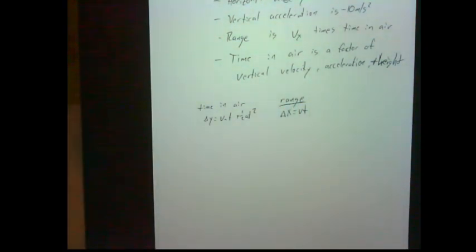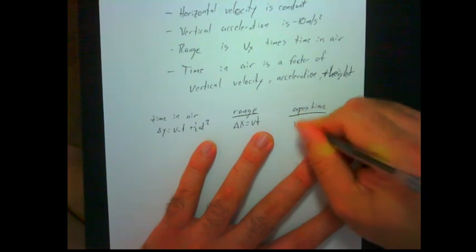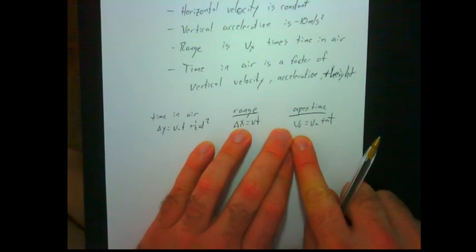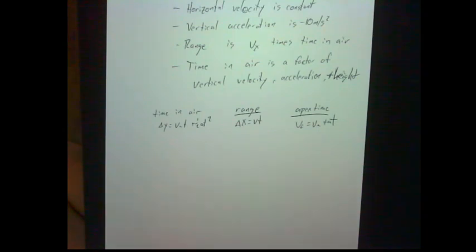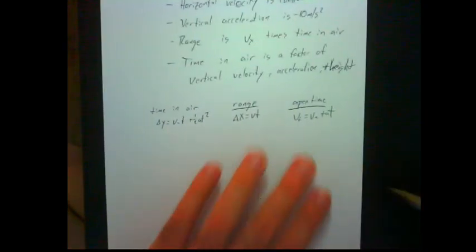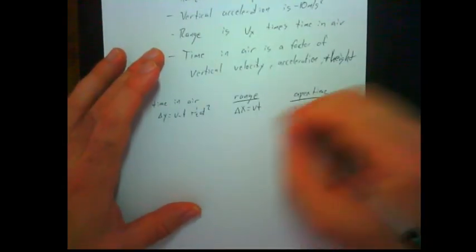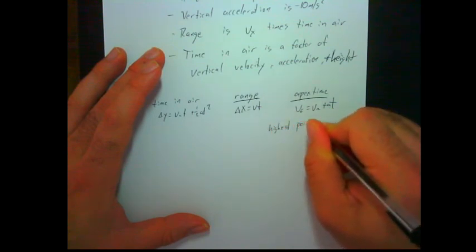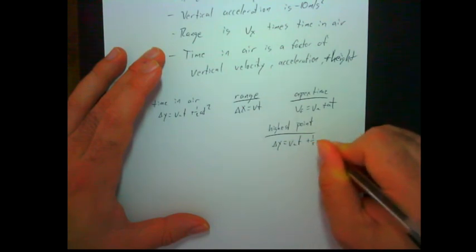What if instead you want to find the time that it takes to get to the apex? Apex time: Vf equals Vi plus at. Make sure you plug in 0 as your Vf. Your initial vertical velocity is Vi, -10 as your acceleration. And then to figure out the highest point, take this time and plug it in to your displacement formula. Highest point, use delta y equals ViT plus 1/2 at squared.